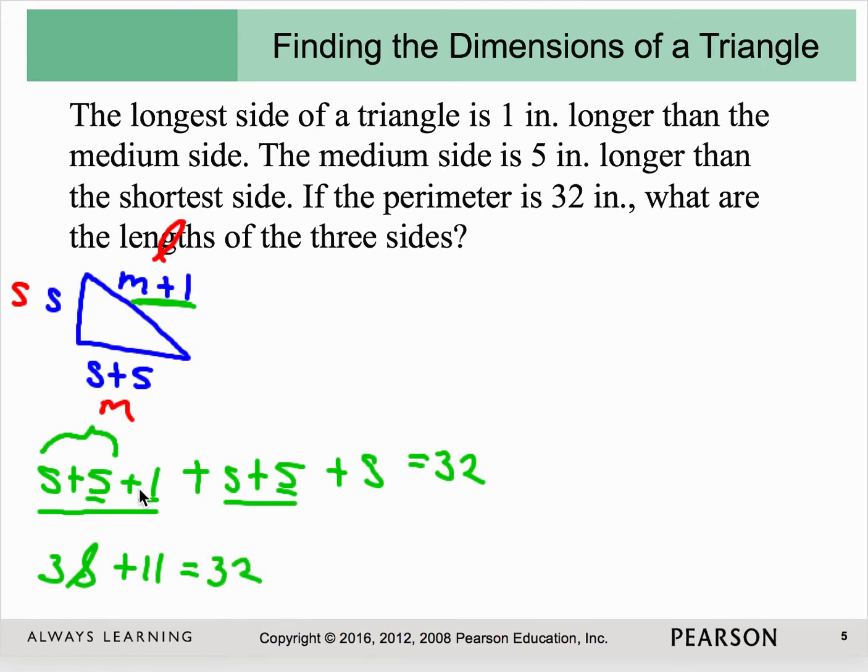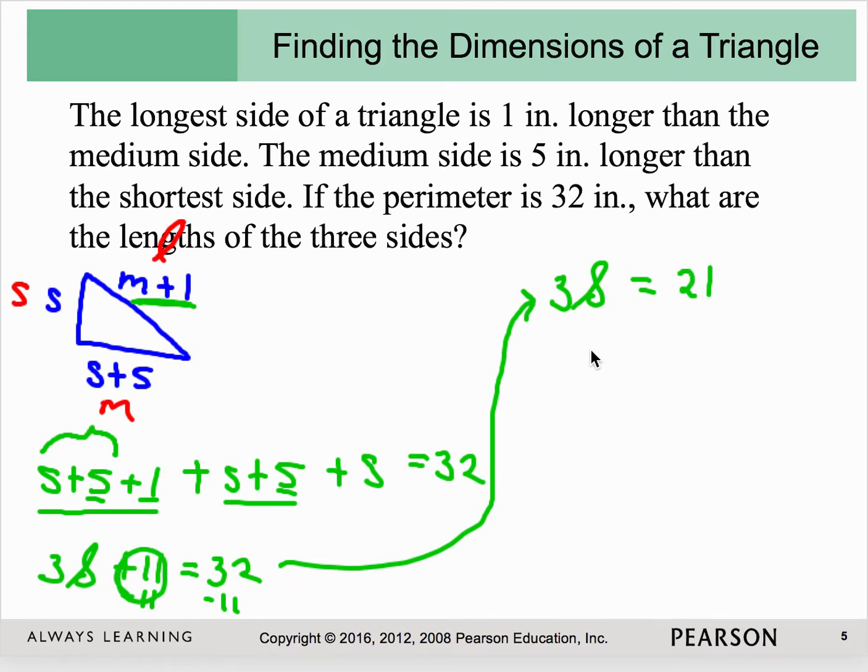My 3 S's, and then the numbers. So we have to subtract 11 from both sides. That gives us 3S equals, because that's gone now, 21. So if I divide by 3, I know that the shorter side is 7 inches. That means the medium side is 5 inches longer than the shorter side.